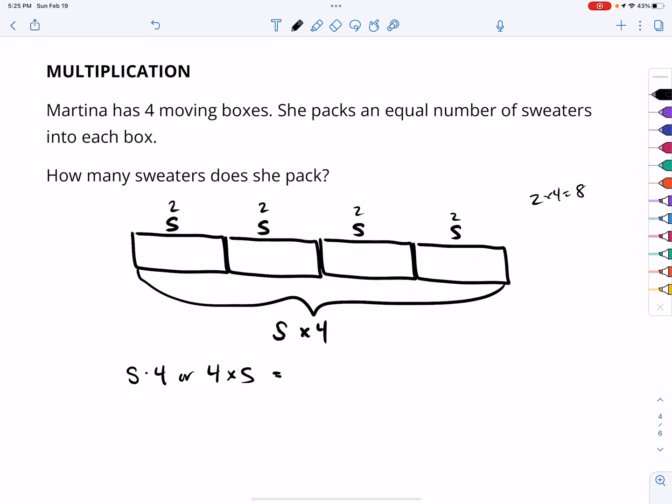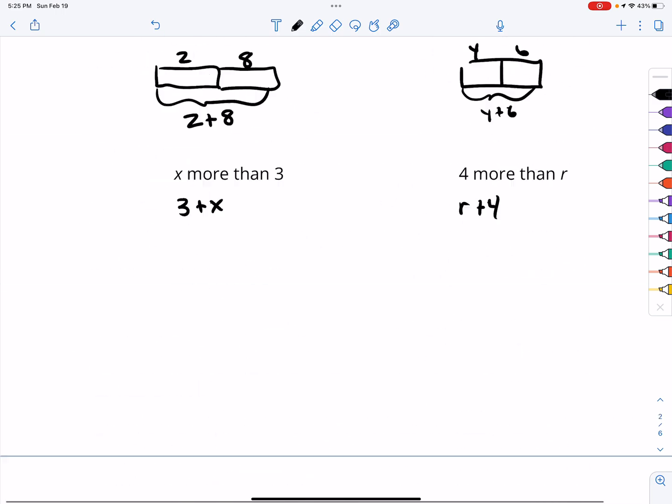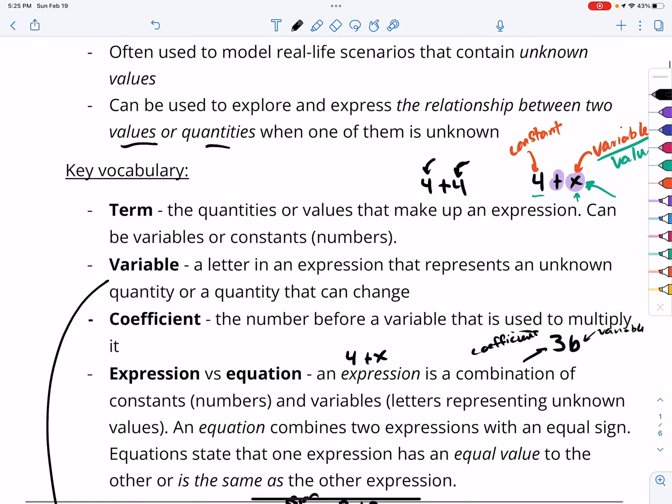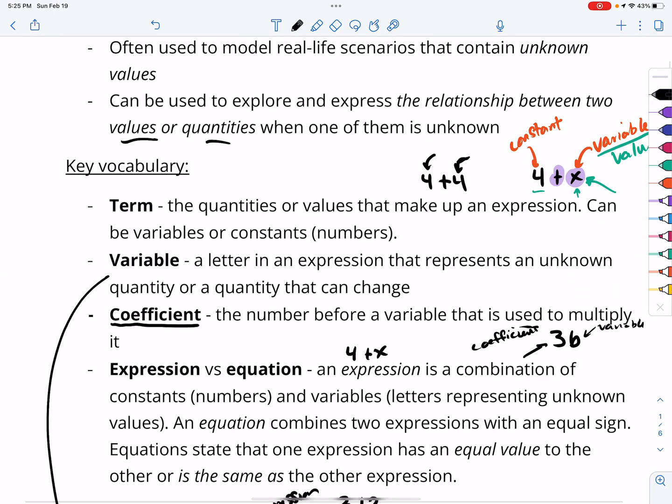That is going to be the same thing as 4s. And so we would read this as 4s, but it has the value of 4 times s. So this is where, if you remember back at the beginning, all the way up to the top, a coefficient is the number before a variable that is used to multiply it.